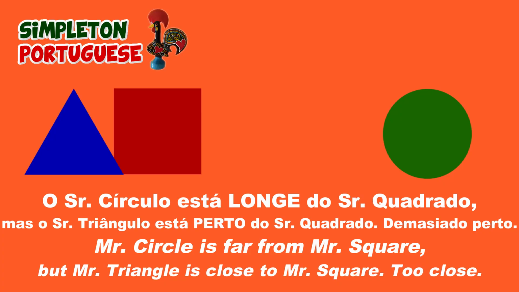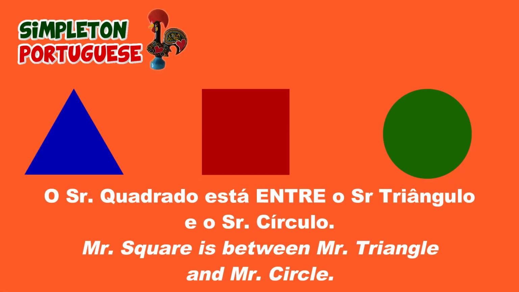O Senhor Círculo está longe do Senhor Quadrado, mas o Senhor Triângulo está perto do Senhor Quadrado. Demasiado perto. Mr. Circle is far from Mr. Square, but Mr. Triangle is close to Mr. Square. Too close. It was getting uncomfortable, so Mr. Triangle has decided to move away from Mr. Square.